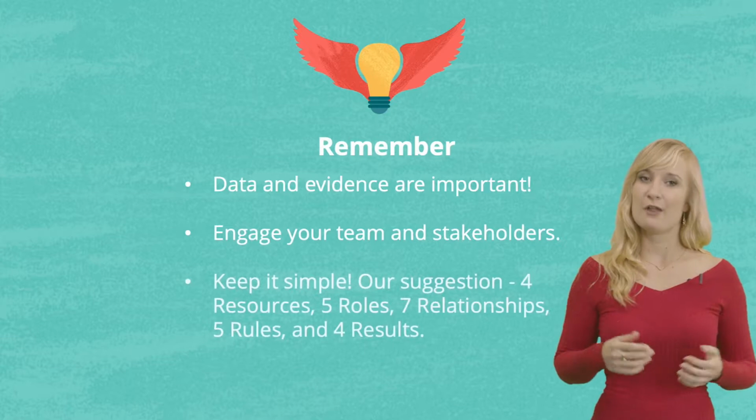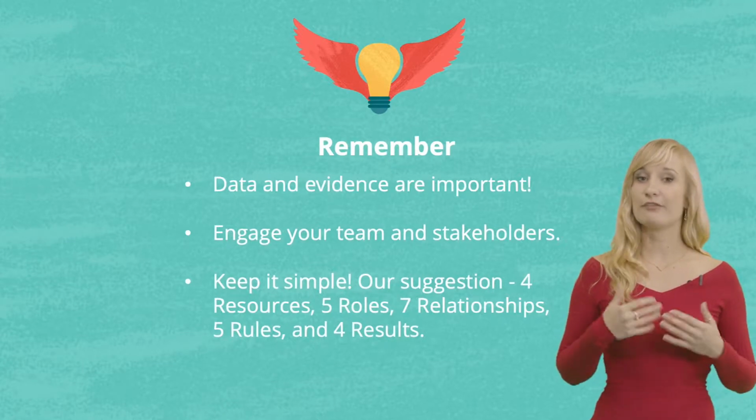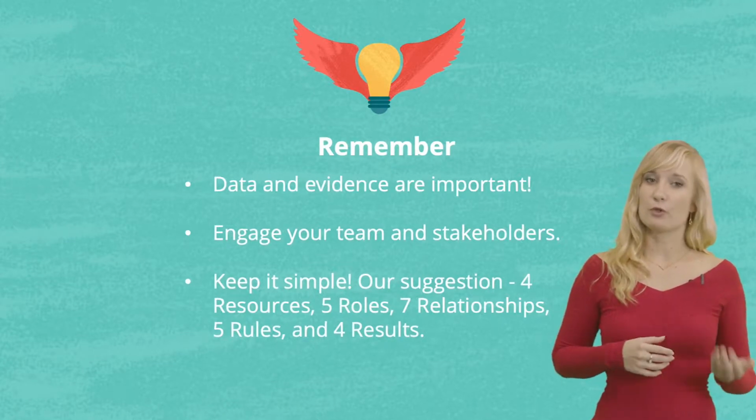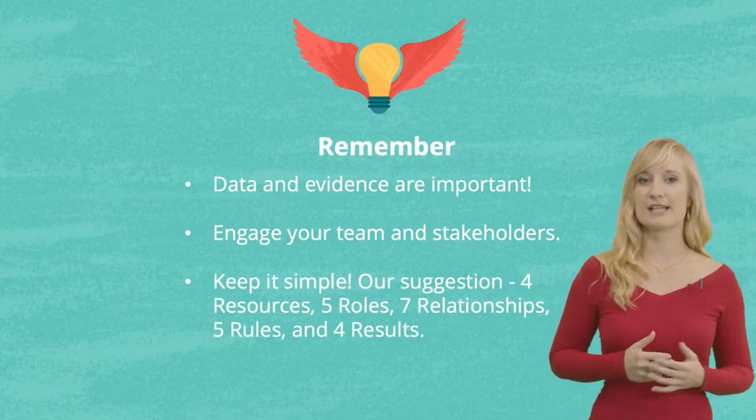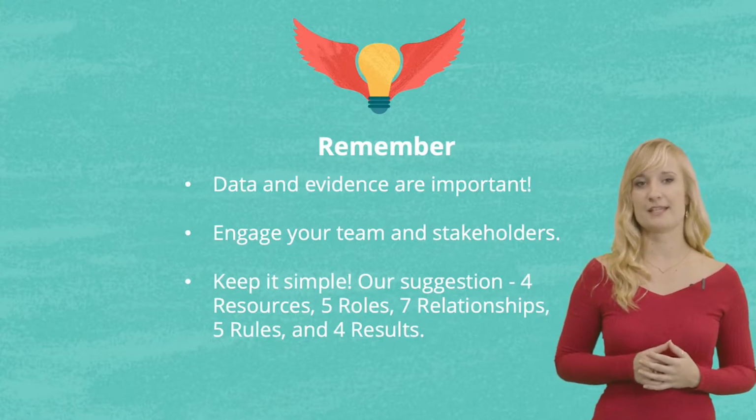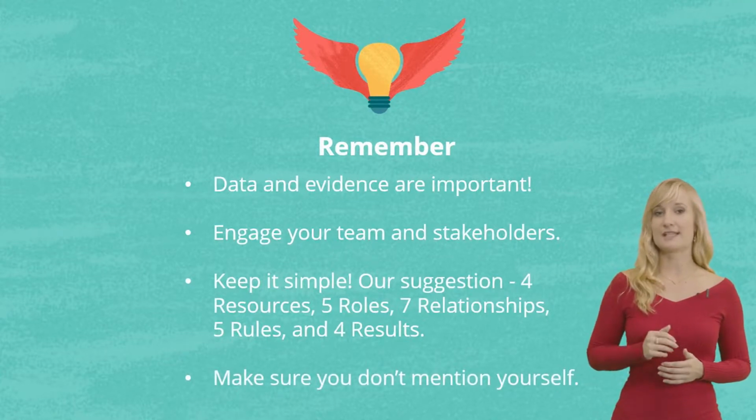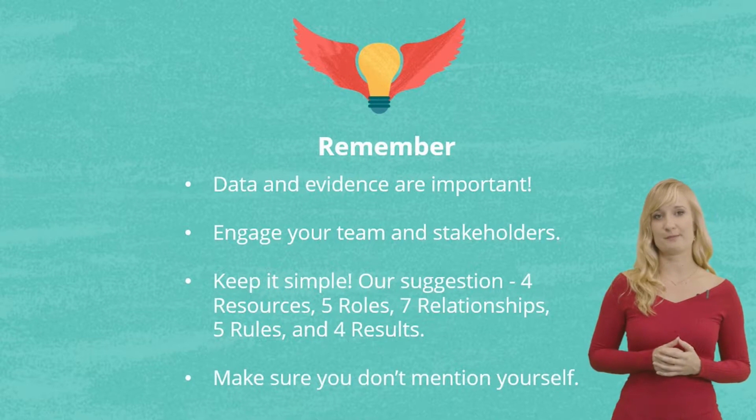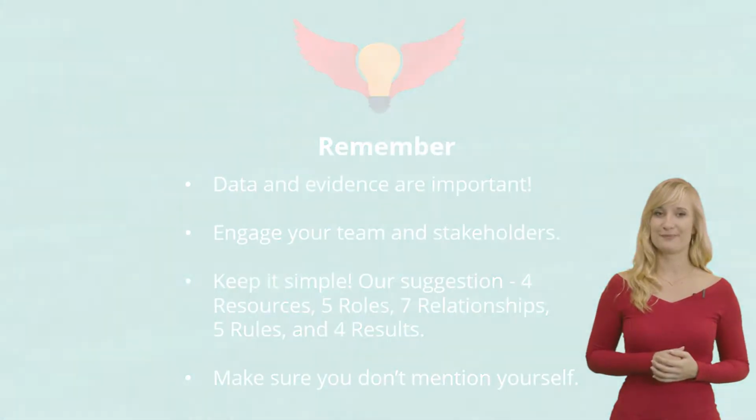Keep it simple. The goal is to gain clarity on the systems change goal, not to describe a system in full detail. In your final document, something close to 4 resources, 5 roles, 7 relationships, 5 rules, and 4 results will ensure that you have not overcomplicated nor oversimplified your analysis. Make sure you don't mention yourself. The venture, its products, and its initiatives should not appear on the systems map. This exercise is not supposed to explain a business or operating model, but the systems change that the team wants to achieve.